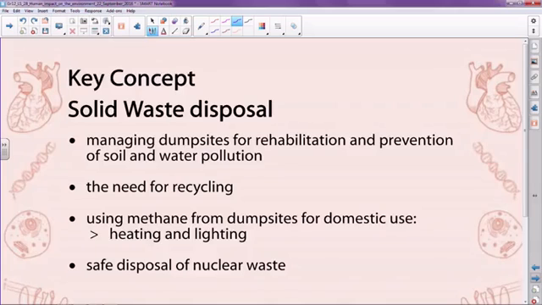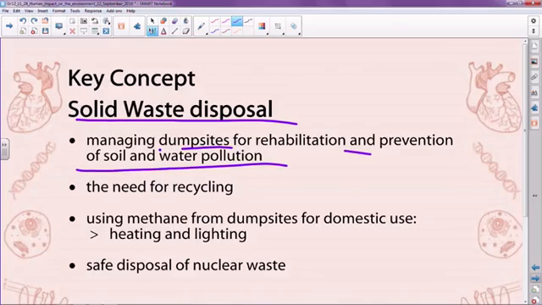Let's have a look at the solid waste disposal. We need to get rid of waste. Now, I'm just giving you all the stuff that I can in as quick a time as possible. Solid waste disposal. We need to get rid of things. You manage dump sites, okay? Rehabilitation, the prevention of soil and water pollution. If we can do this, okay, it'll be better for our environment.